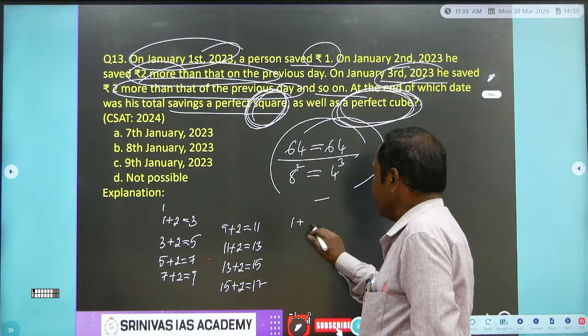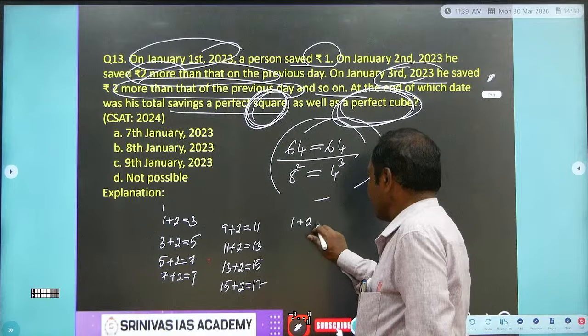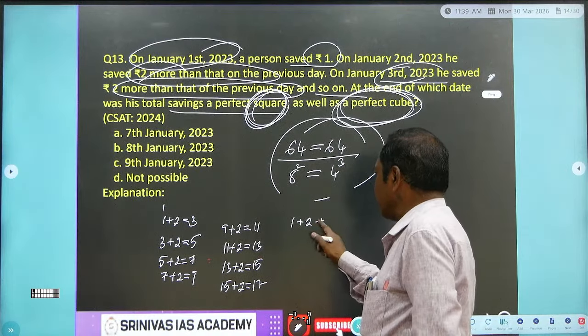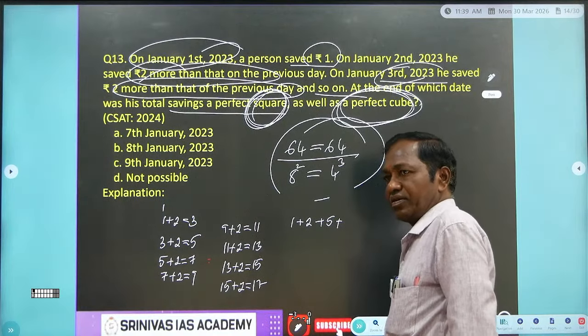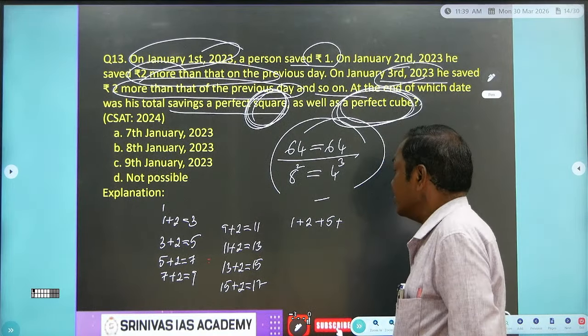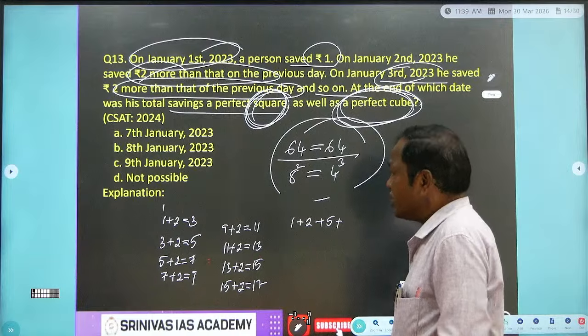2 rupees more than that, no? 3 rupees, sir. Yeah, 3 rupees, okay. Again plus 3 plus 2, 5, correct? No, sir. Correct. 17 rupees saved now. Yes. Still we have to go ahead. What is the total money?